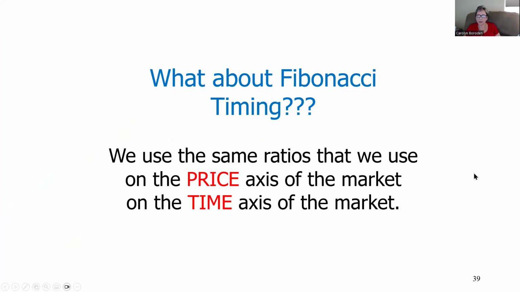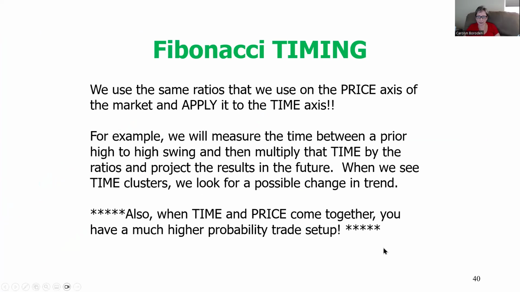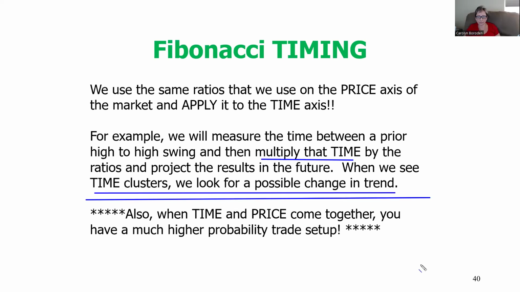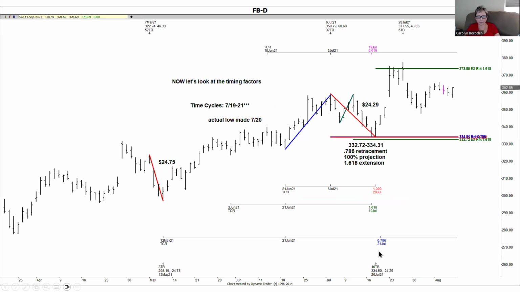So we're basically using the same ratios that we use on the price axis of the market on the time axis of the market. Okay, so for example, we're going to measure the time between a prior high to high swing and then multiply that time by the ratios and project the results in the future. When we see time clusters, we look for a possible change in trend. Okay, and also when you have time and price come together, you have a much higher probability setup. Okay, so let's take a look at some examples.